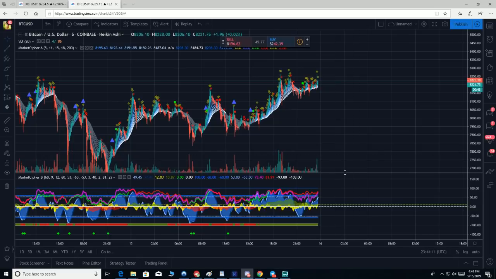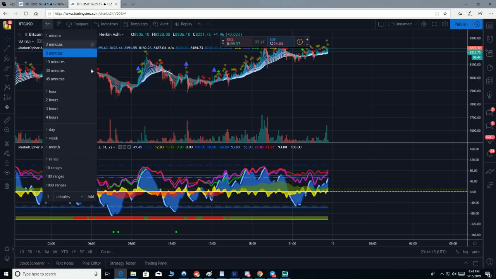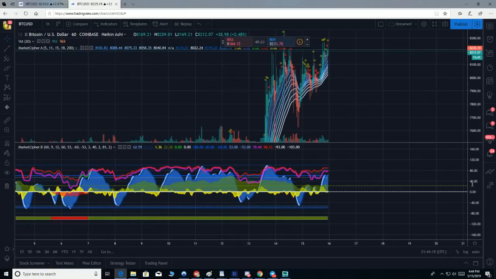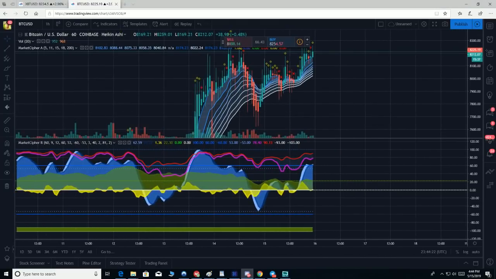Moving on to Market Cipher B. This is where things can get a little more detailed. Okay, so Market Cipher B.